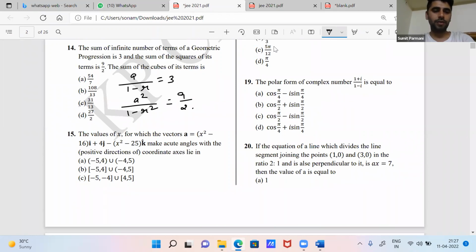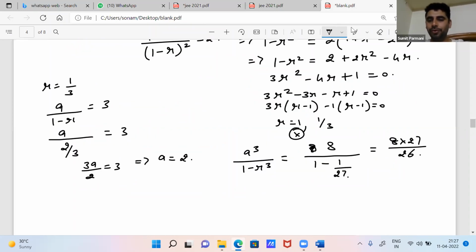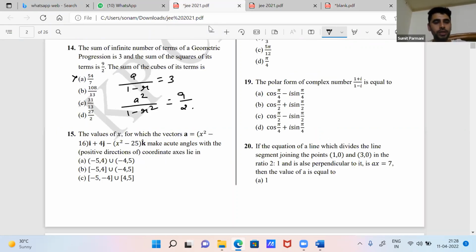Okay, so this cannot be the option first thing. Okay, 8 into 27. So this is your 4. This is your 13. 27. 20 into 4 is 80. 7 into 4 is 28. So 108 should be the answer. 108 by 13 is your answer.